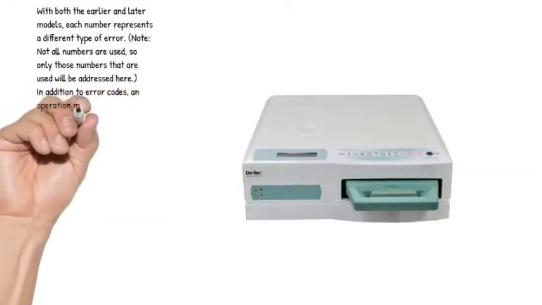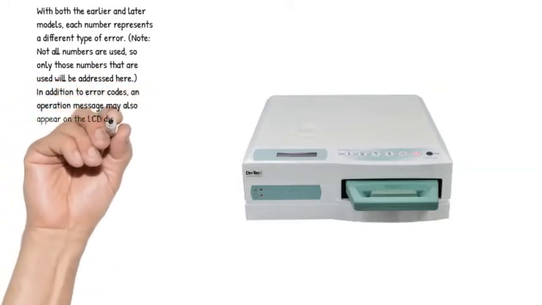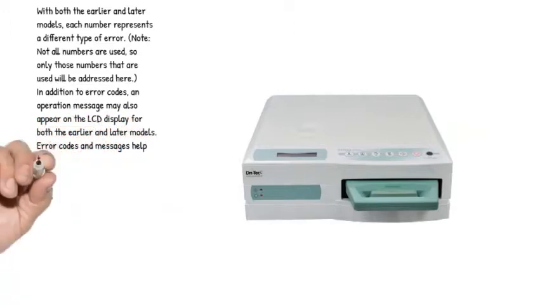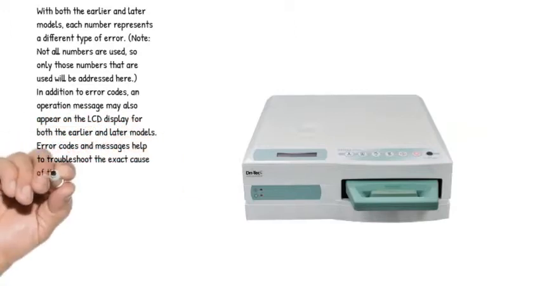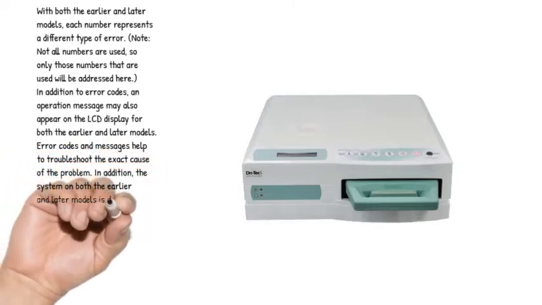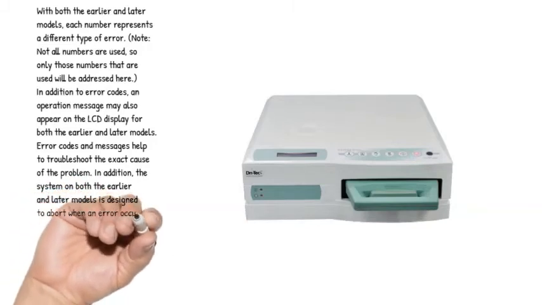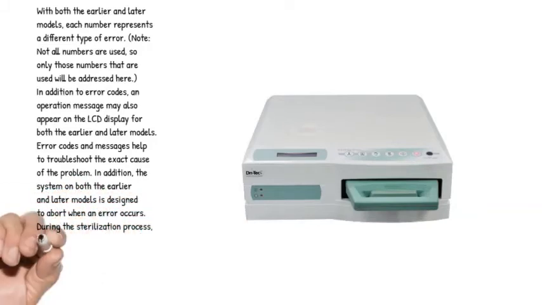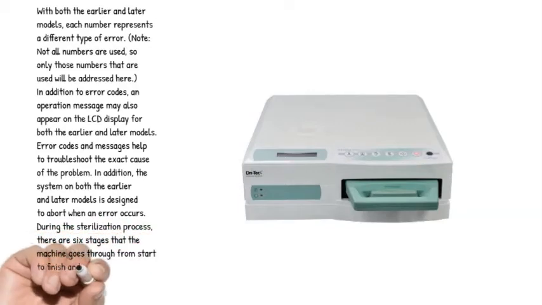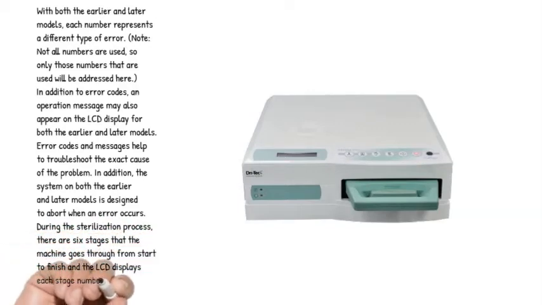In addition to error codes, an operation message may also appear on the LCD display for both the earlier and later models. Error codes and messages help to troubleshoot the exact cause of the problem. In addition, the system on both the earlier and later models is designed to abort when an error occurs. During the sterilization process, there are 6 stages that the machine goes through from start to finish, and the LCD displays each stage number as it occurs during the process.